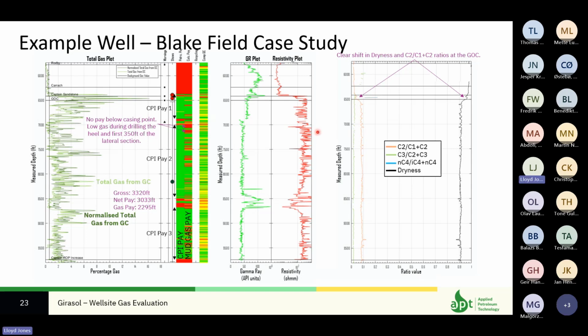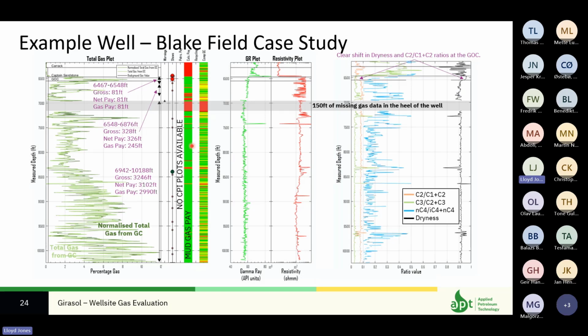So this is a lateral well, so we see the top and the bottom of each of these hydrocarbon-bearing sands accurately matched, and then there's just some variation in the gas levels. So we're slightly under-predicting the levels of gas here. This is from another lateral well, and again, I mentioned before, we have missing gas data in the heel of the well, so this is where you're inhibiting mud flow back to the surface.